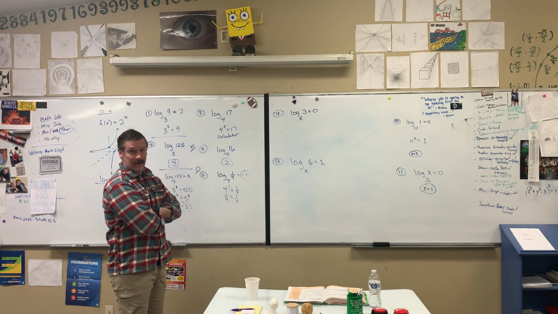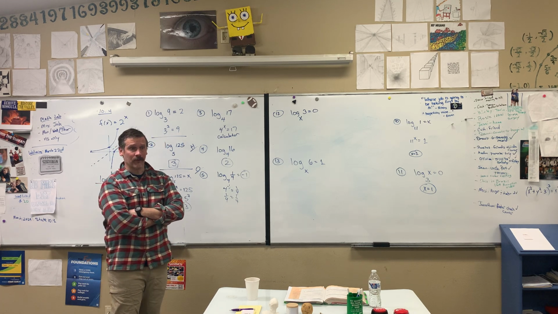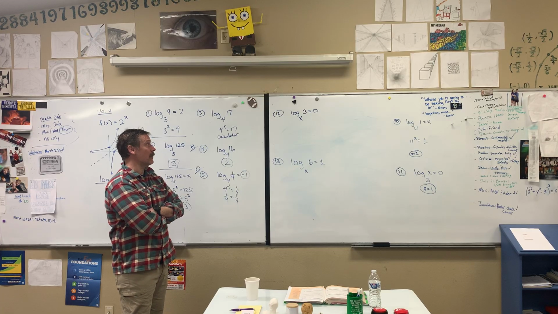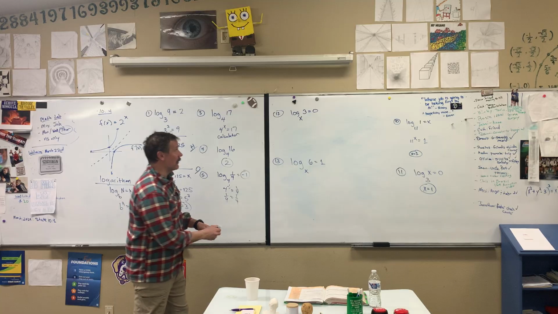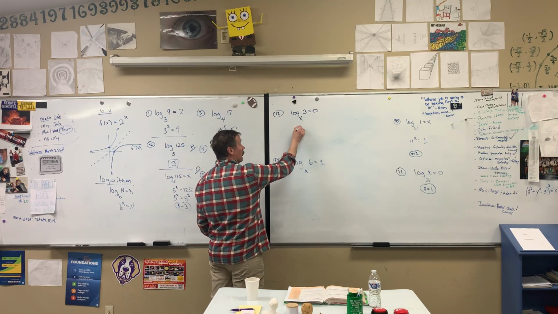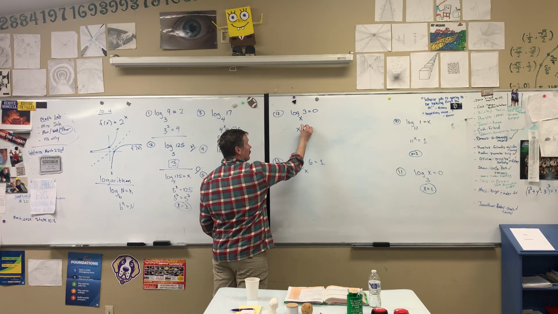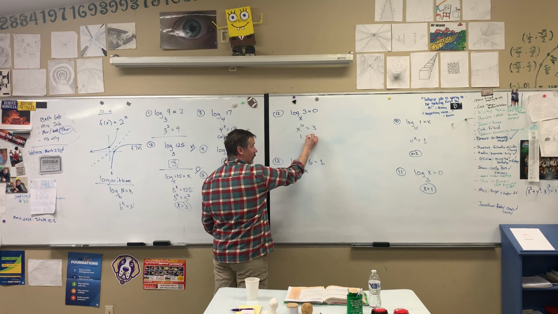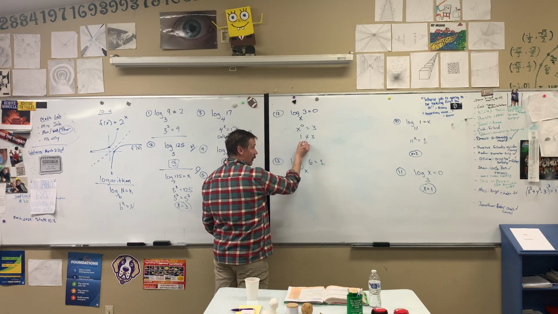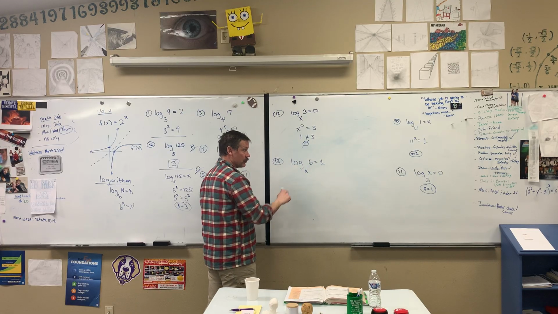Again, just set up the equation and then work through it. So if we look at number 12 together, we'll put anybody on the spot here. What do we say? X to the 0 is equal to 3. Well, what's anything to the 0 power? 1. 1 equals 3. True or false? False. So therefore what? No solution.